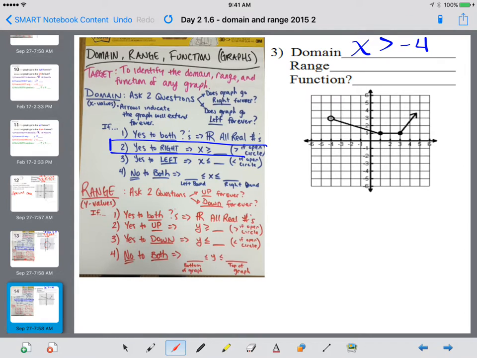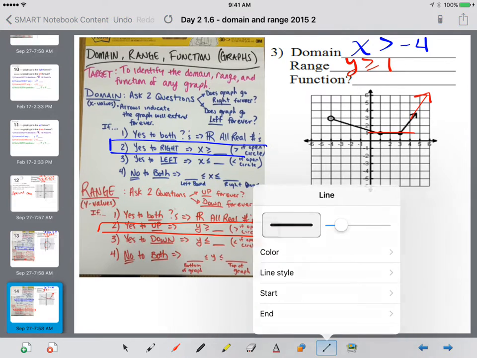When we go to the range, we ask ourselves 2 questions, up forever or down forever. We would say this arrow is pointing up forever. So we said yes to up, we said no to down. So we're using option 2. Again, if there's an open circle on the bottom of this graph, if you look to the bottom, there's no open circles. So I can use y greater than or equal to 1. The bottom of the graph, the y value is 1.